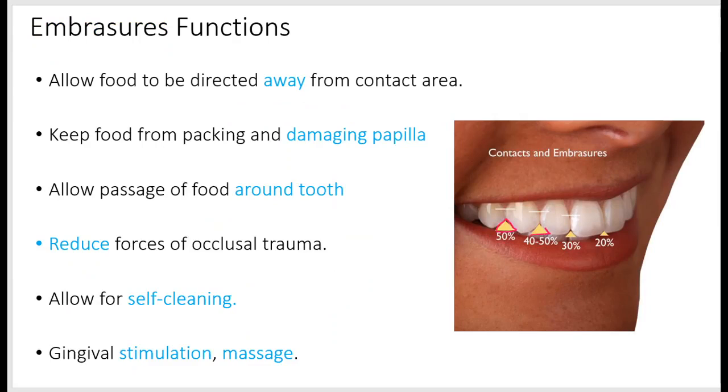You can see we said there are occlusal embrasures because on the posterior teeth we call them occlusal, on anterior teeth we call them incisal, as you know. So they would allow food to be directed away from the contact area. Again, this would help not to get food impinged under the gum. So help food from packing and damaging the papilla, allow passage around the tooth, reduce the forces on the occlusal trauma, allow self-cleansing, and definitely also help to massage the gum and stimulate it.